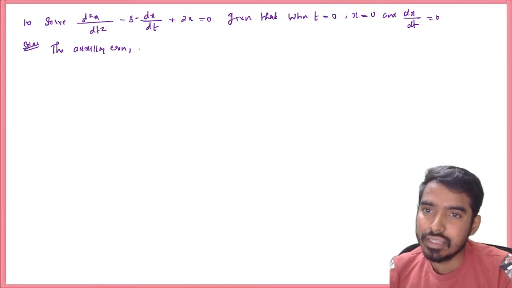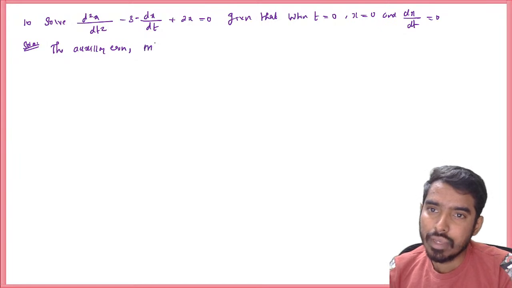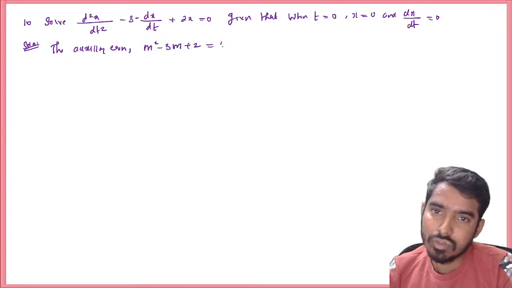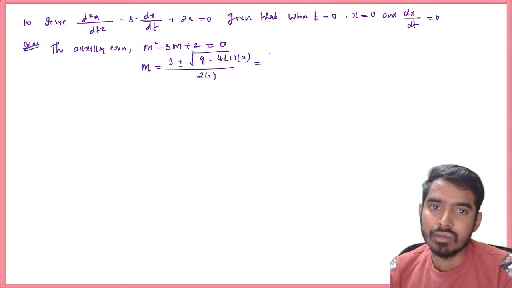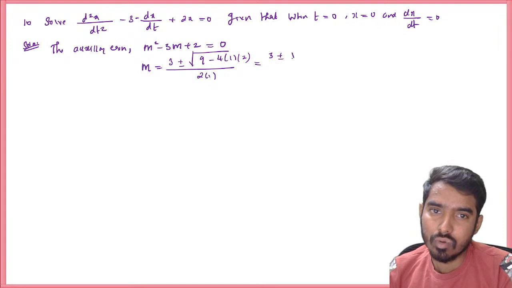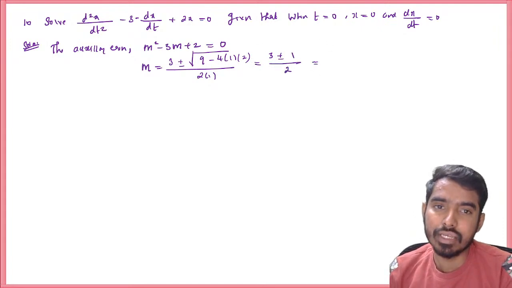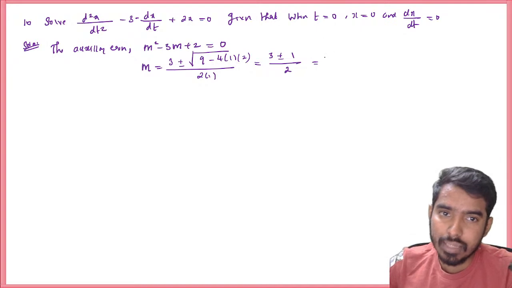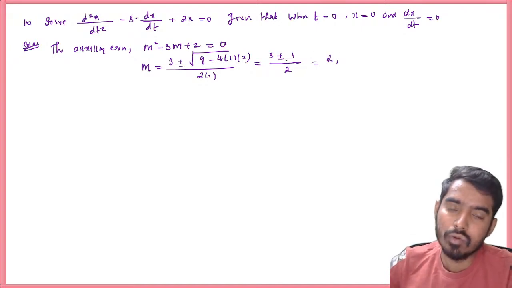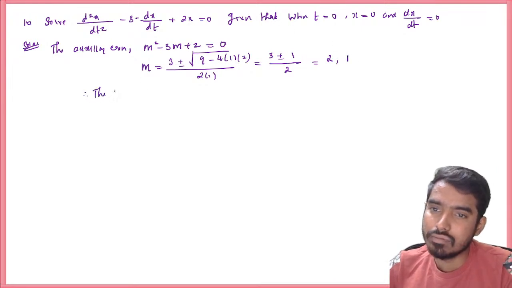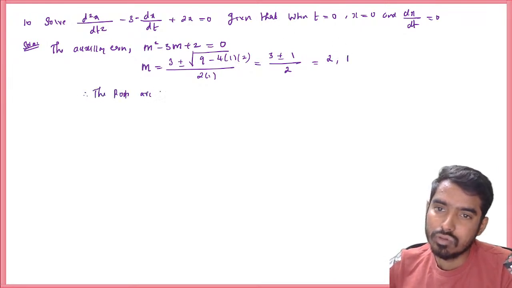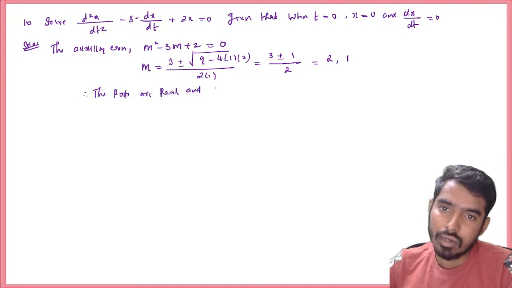Okay, so the auxiliary equation is m square minus 3m plus 2 is equal to 0. m is equal to minus b plus or minus root of b square minus 4ac divided by 2 times a. So 3 plus or minus root of 9 minus 8, which is 1, divided by 2, right? So 3 plus 1, 4 by 2 is 2. 3 minus 1 is 2, 2 by 2 is 1. Therefore, the roots are real and distinct.